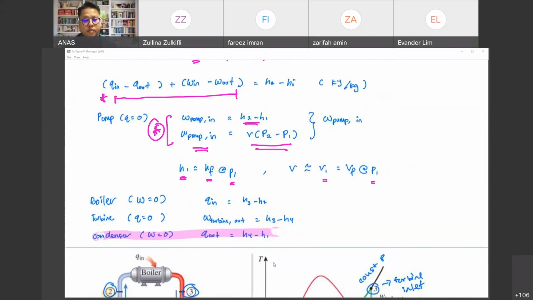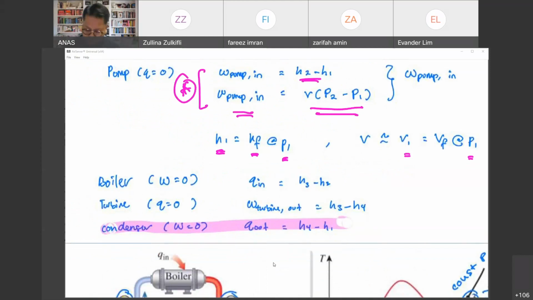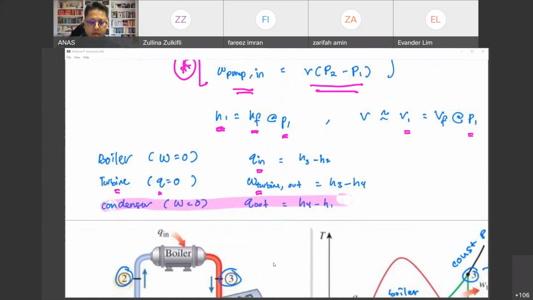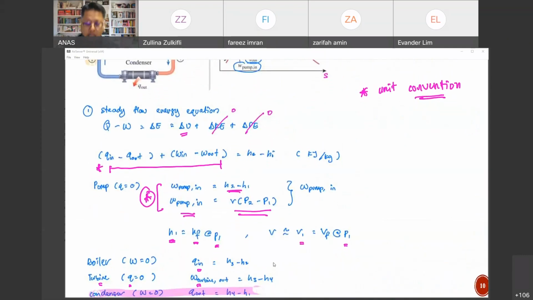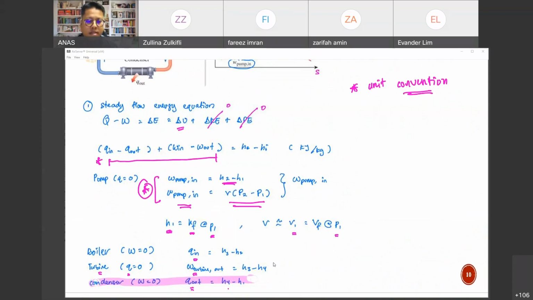Next, for the boiler, there is no work being done, so we get Q in equals H3 minus H2. For the turbine, there is no heat, so Q equals 0, and we get W turbine out equals H3 minus H4. And finally, for the condenser, there is no work being done, so we get Q out equals H4 minus H1. So all these are the summary of equations that will be used to solve problems related to the ideal Rankine cycle.